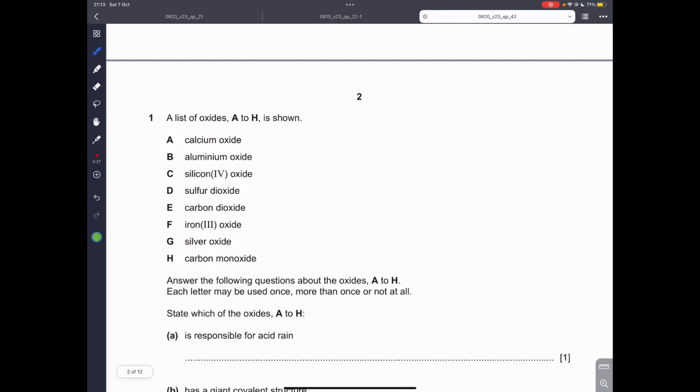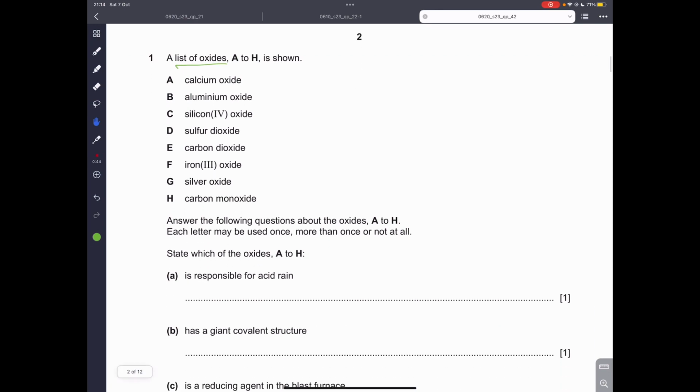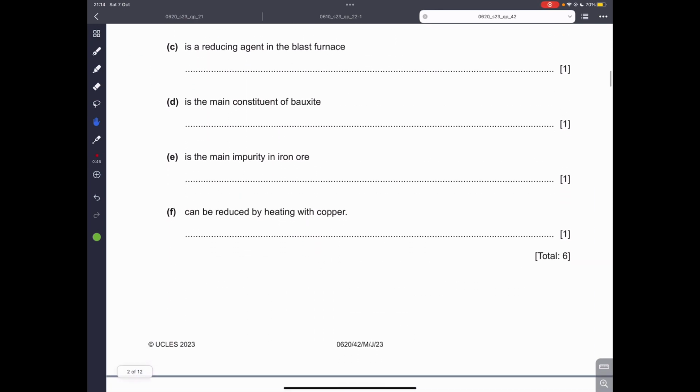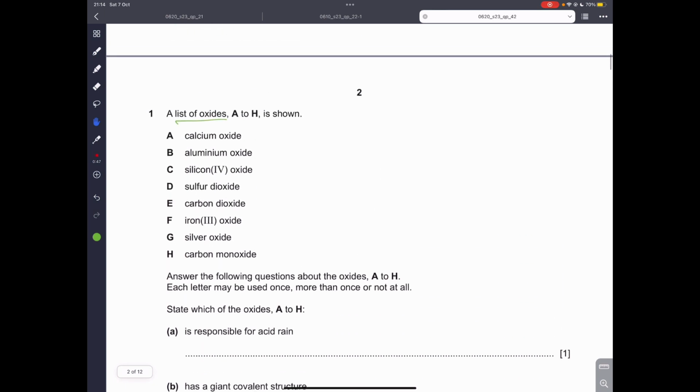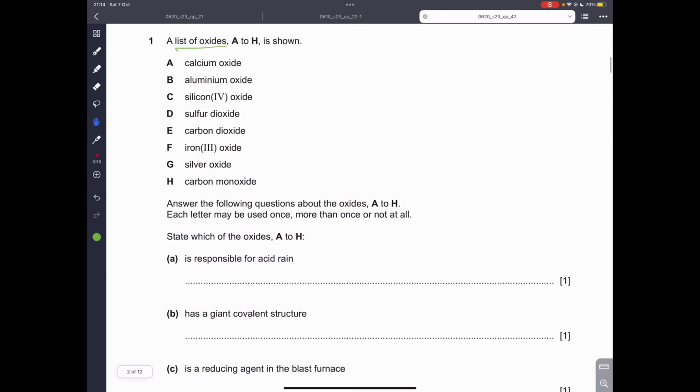Question number 1. A list of oxides is shown. So A, B, C, D, E to H. This is a very normal question. In this paper 4 in theory, we always have this kind of question. Now this first question is usually just matching the letters. All of them are 1 mark questions as you can see. So we just have to read them carefully and know what is what. The letters may be used more than once or not at all.